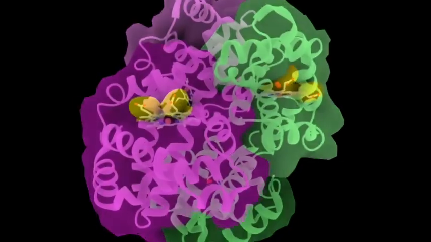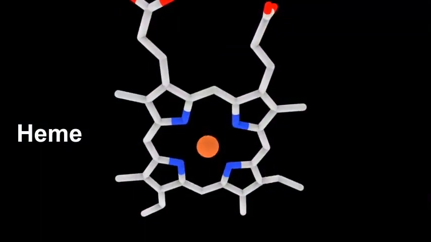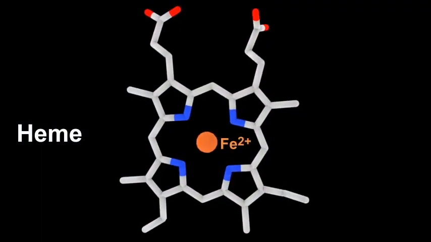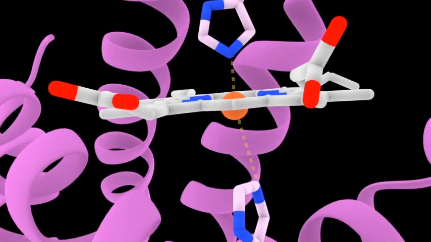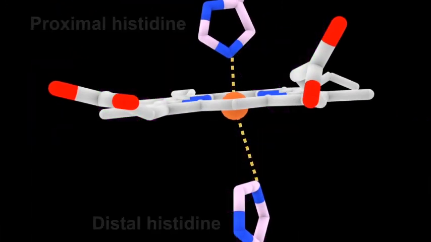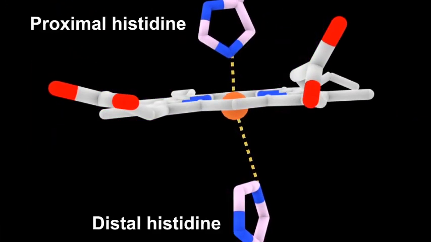At the core of each subunit is a heme complex made up of a porphyrin ring with a central ferrous iron atom. The iron has 6 coordination bonds, 4 with nitrogens in the plane of the porphyrin ring, and 2 with histidine residues above and below the ring called the proximal and distal histidines.